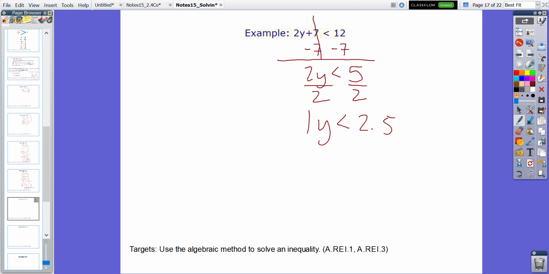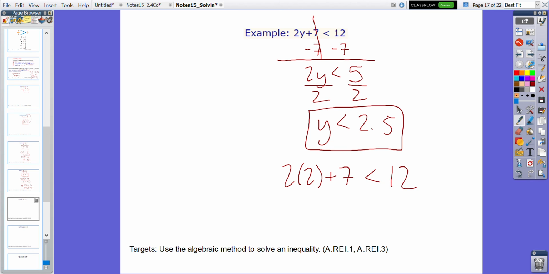Okay, so in this case, because we get a decimal here, we are looking at all the numbers that are less than 2.5. We could say y is equal to 2. So 2 times 2 plus 7 less than 12. Let's verify to make sure here. So 2 times 2 is 4. 4 plus 7 is 11. 11 is absolutely less than 12.